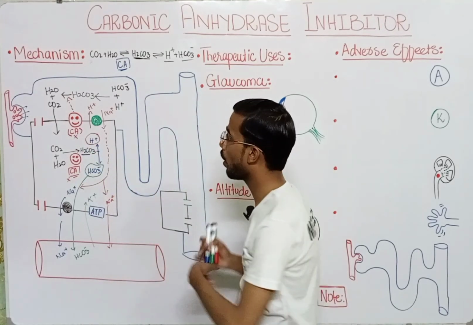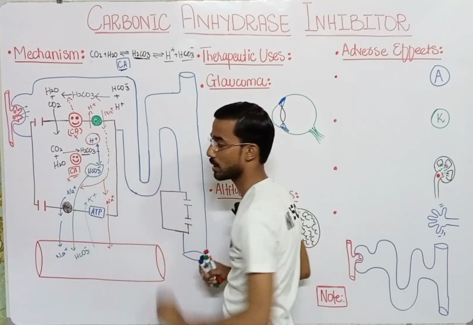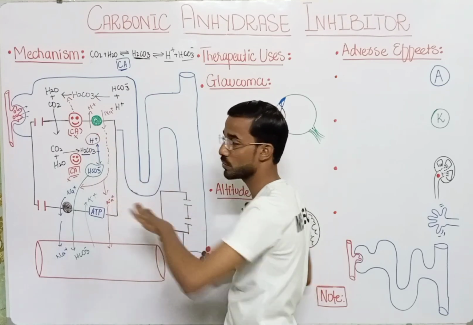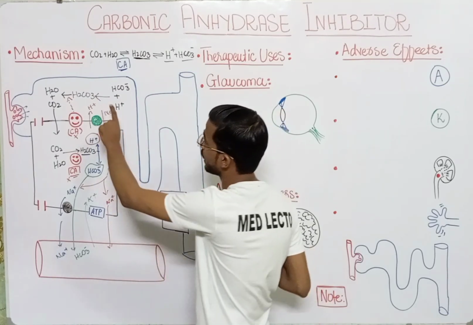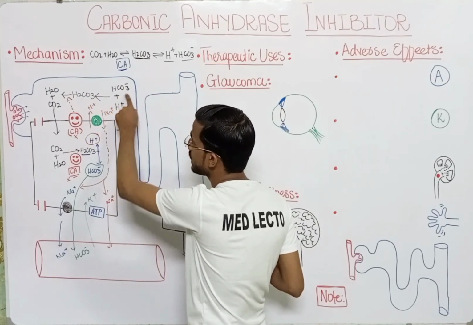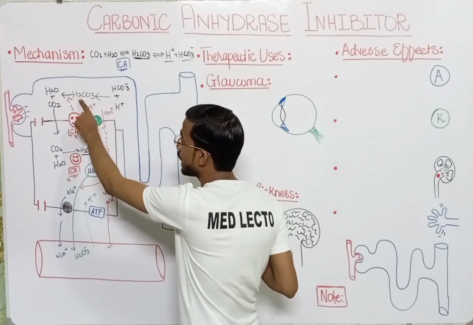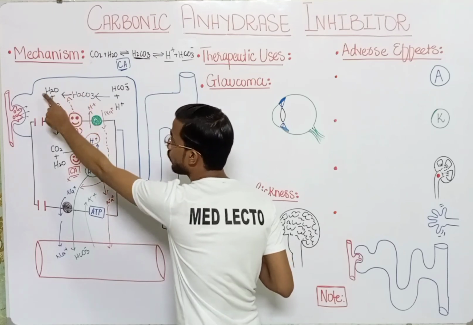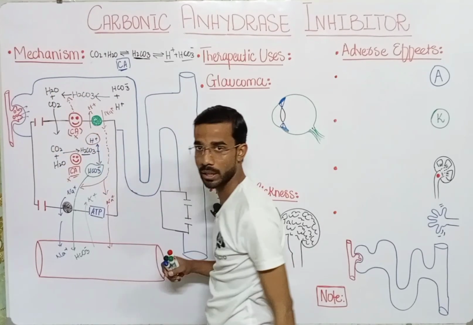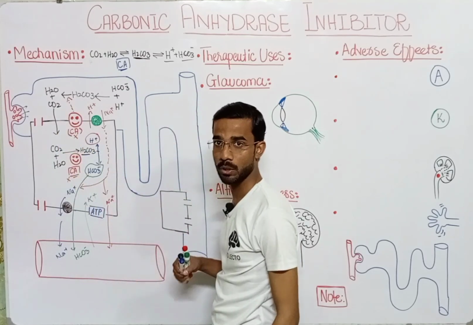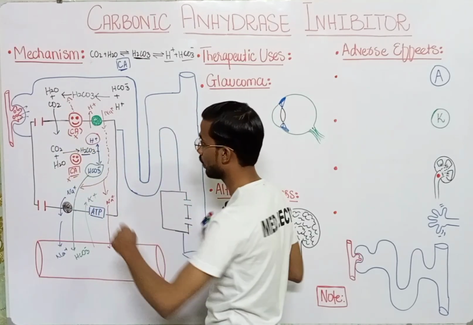Let's say if I block this enzyme, carbonic anhydrase, then what will happen? Then the whole process will stop. If you see here, these are the ions, okay, they form the carbonic acid. Now this carbonic acid cannot convert into the water and the carbon dioxide. This will stop. Carbon dioxide cannot move inward because there is no carbon dioxide in the lumen, okay.